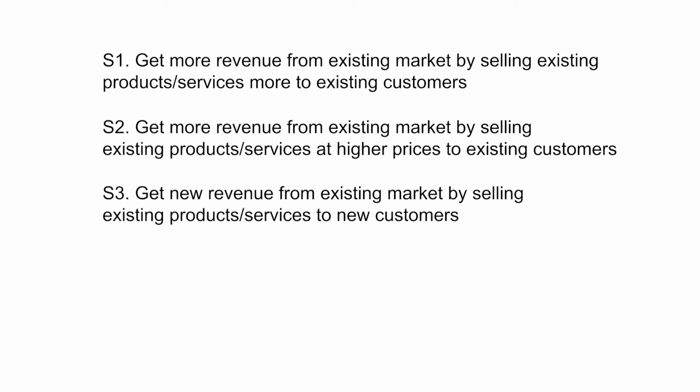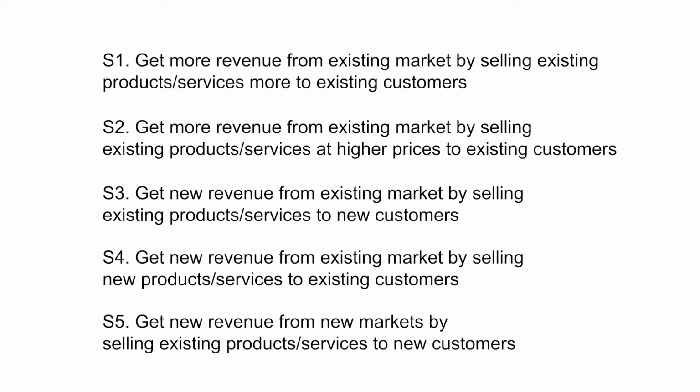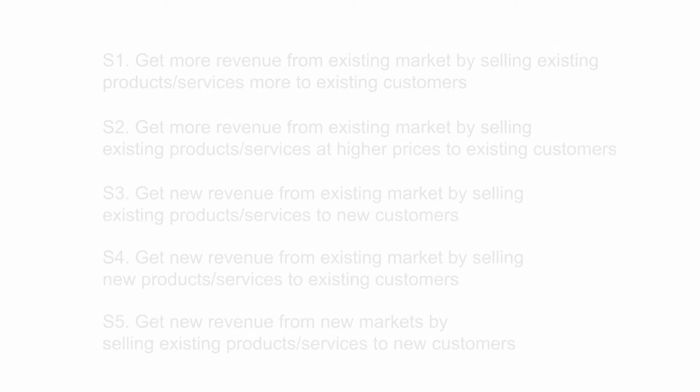The next strategy is about finding new customers who will buy existing products and services so that the revenues go up. In the fourth strategy, the entrepreneur sells new products and services to existing customers. In the fifth and the final strategy, the entrepreneur takes her business to new markets. In this strategy, she sells existing products to new customers.